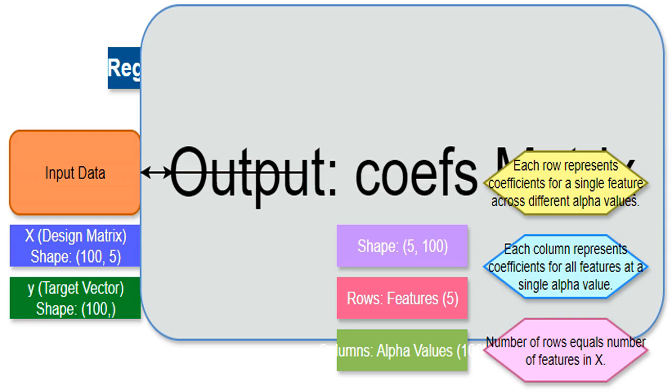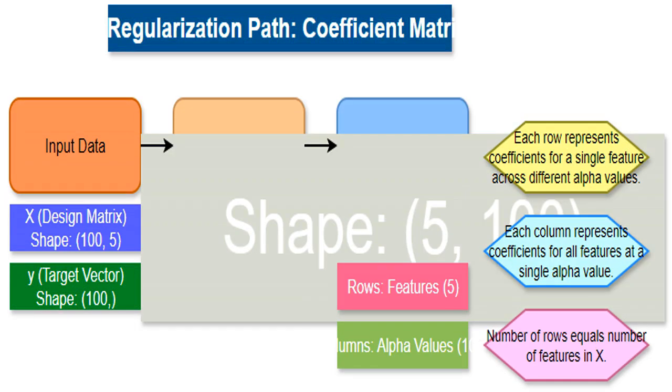In the output matrix, _cofs, each row represents the coefficients of a single feature. Since I have 5 features, I have 5 rows. Each column represents the coefficients for all features at a specific value of the regularization parameter, alpha. Alpha controls the strength of regularization. More alpha means stronger regularization.